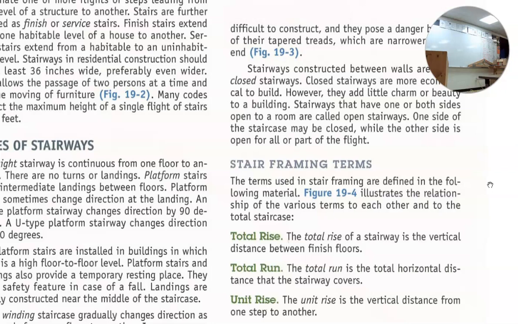So the types of stairways we have: a straight stairway. Obviously, it's just going to be straight. My stairs in my house, they go straight up, they go straight down. Nothing fancy there. Another one we have is platform. So it's going to have a set of steps going up to a platform, and then from the platform another set of steps from there. Anybody have platform stairs in their house? A couple people. All right.